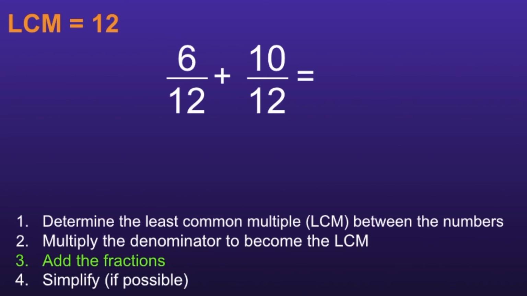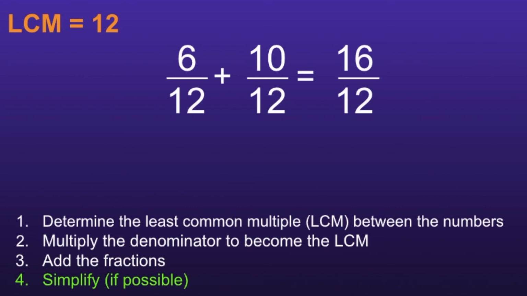Add the fractions. We start by adding the numerators. 6 plus 10 is equal to 16, and we keep the same denominator of 12. Step 4. Simplify if possible. Since 16/12 is an improper fraction, I know I can convert it to a mixed fraction.